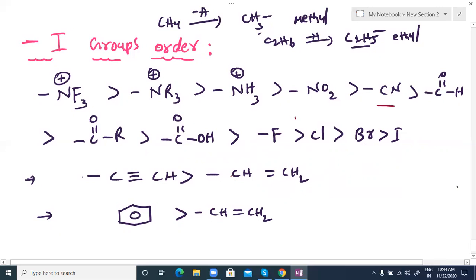Next we will discuss the remaining things. Applications of inductive effect I am going to discuss. That's more important: how we are going to apply it in regular cases. I think you understood this one.